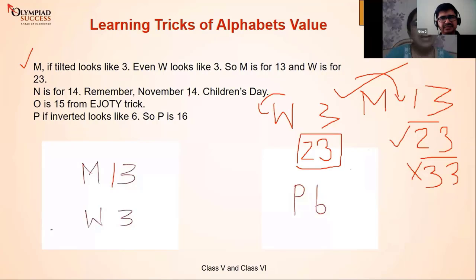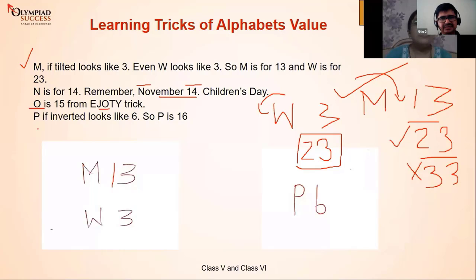Moving next, we have N, guys, and every child knows when the International Children's Day is. Children's Day is on 14th of November, so N and 14 have some special relation, isn't it? Yes. Moving next, we have O. So O is related to Ijoti, and so we very well remember the position value of O to be 15.